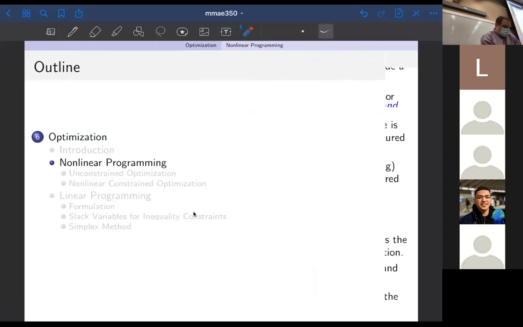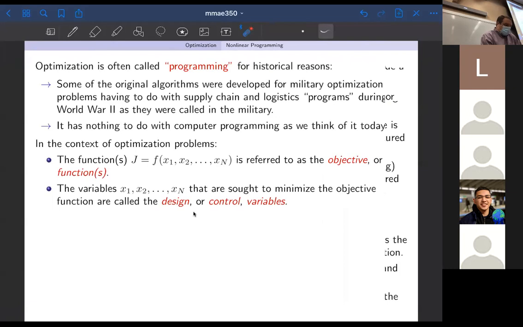Let's talk more specifically about nonlinear programming, which is what we've been introducing. First, I have to explain this term programming. When we think of programming today, we think of computer programming. I program in Python, I program in Fortran, I program in C++. That's how we use the term. The way it's used in the context of optimization, it's basically synonymous with optimization, and that's for historical reasons.